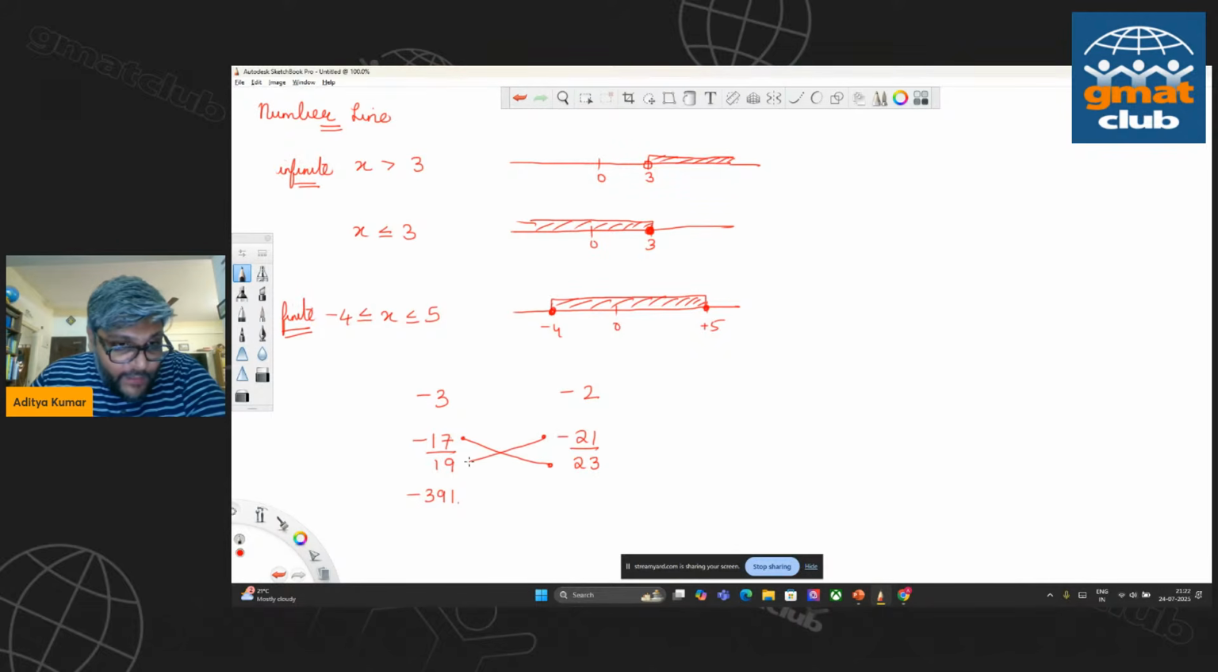Take the numerator of the second, multiply it with the denominator of the first, and place that product below the fraction that you're taking the numerator from. So 19 times minus 21, 19 times 20 is minus 380, plus 19 is minus 399. Now, out of minus 391 and minus 399, clearly minus 391 is bigger, because minus 399 is to the left of minus 391, or minus 391 is closer to 0 as compared to minus 399. So that makes minus 17 by 19 the greater fraction.